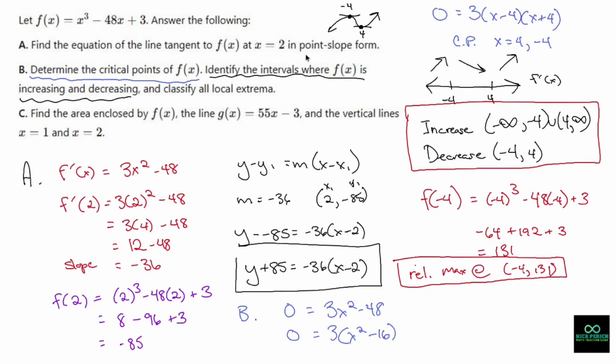To find my minimum, I'm going to do the same thing but plug in regular 4. So f of regular 4 is going to be regular 4 cubed minus 48 times 4 plus 3. So that's 64 minus 192 plus 3, which ends up being negative 125. So that's my relative minimum exists at the point 4, negative 125.